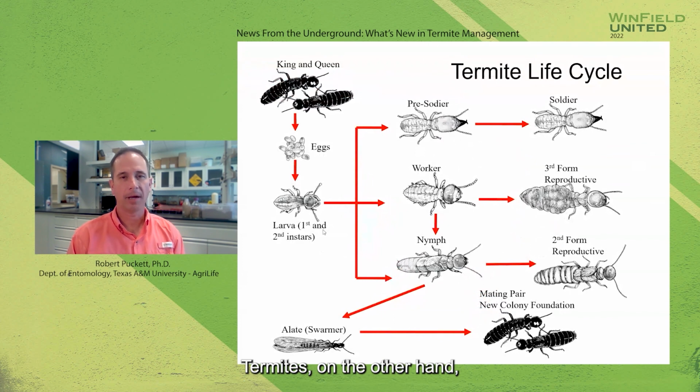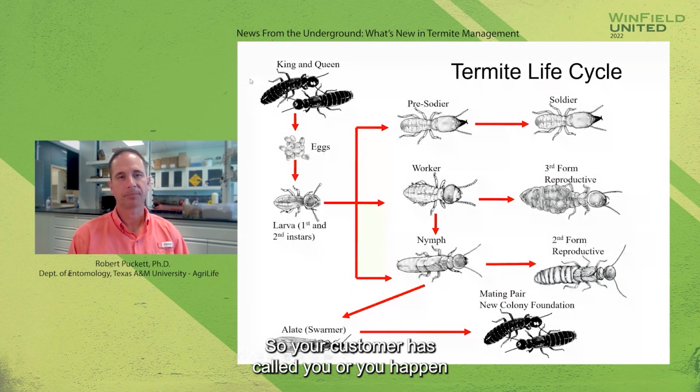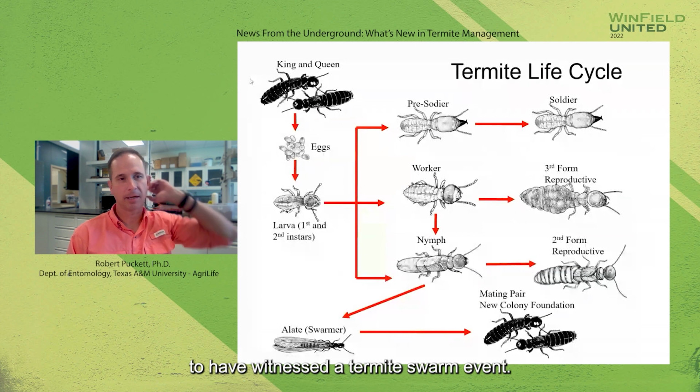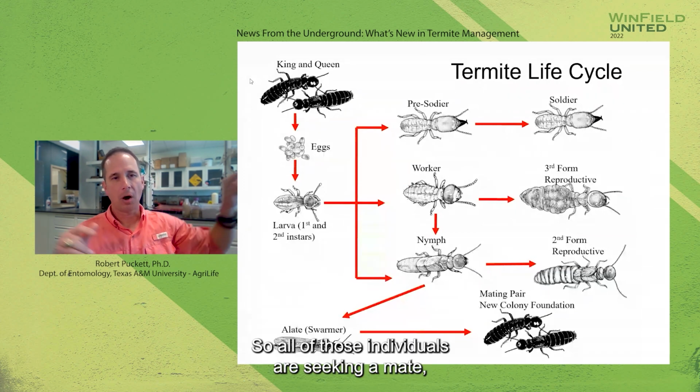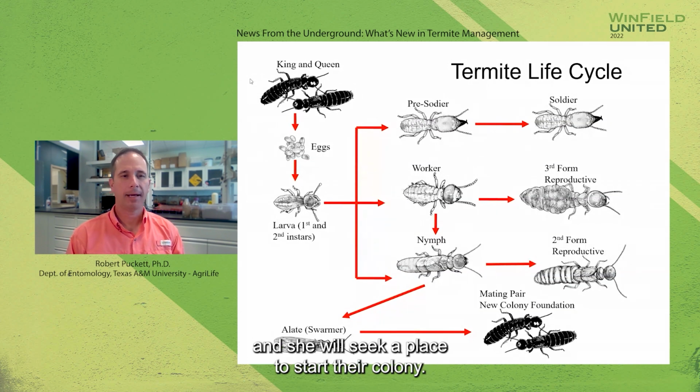Termites, on the other hand, have a very complicated life cycle. And this actually contributes to our difficulty in managing them. And so we start here with the king and queen, right? So your customer has called you, or you happen to have witnessed a termite swarm event, right? So all of those individuals are seeking a mate. And if they find one, they'll pair off, and the female will lead the male around, and she will seek a place to start their colony.